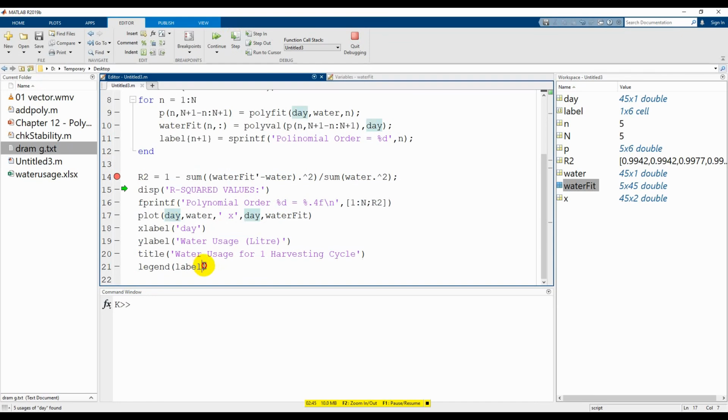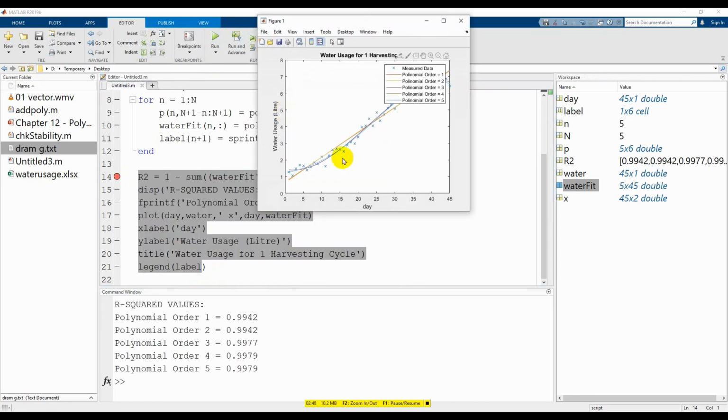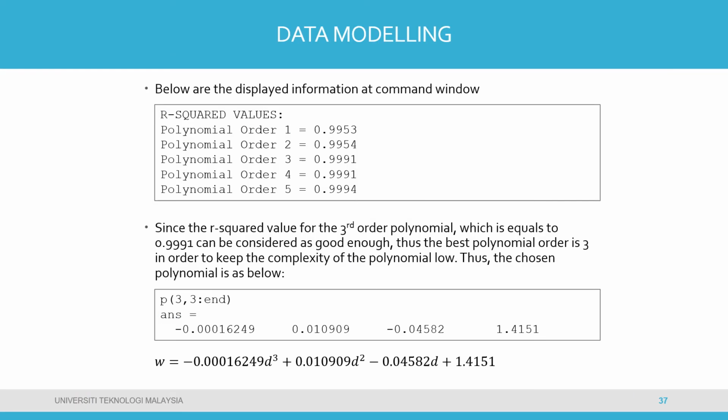So try to understand this. Okay, and this is the result. So you can see here, fifth order will follow it correctly. Fourth order also follows it correctly. Okay, if you look down here, the R², or basically error. Remember that the closer the R² to 1, the better is the result. So if you look here, you can see that order number 3 and 4 has the lowest error.